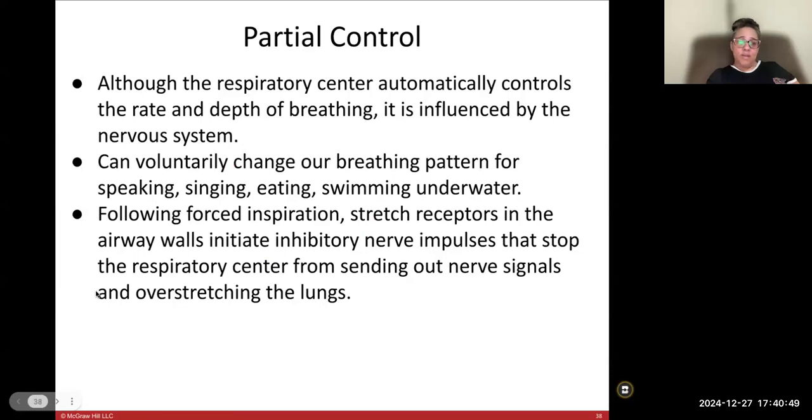Although the respiratory center automatically controls the rate and depth of breathing, it is influenced by the nervous system. We can voluntarily change our breathing pattern for speaking, singing, eating, and swimming underwater. Following forced inspiration, stretch receptors in the airway walls will initiate inhibitory nerve impulses that stop the respiratory center from sending out nerve signals and overstretching the lungs.